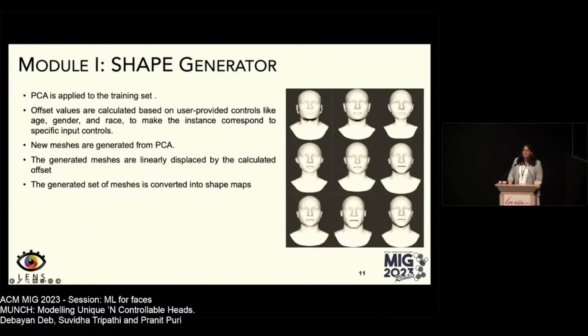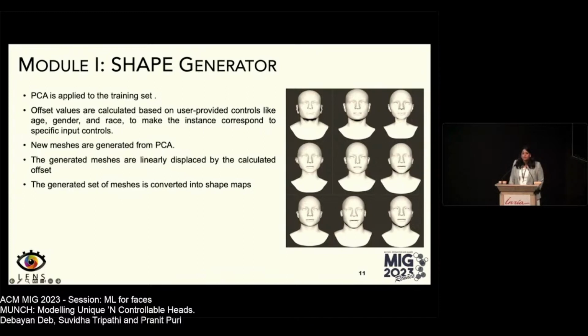The first module was the shape generator. It was just a parametric model, PCA, and what we did with the shape generator was that we calculated offsets for each of the demographics. For example, for a female, we calculated an offset. For interpolating to male, we calculated an offset, and similarly for all the races and age. And these offsets were then added to the mean head shape to interpolate between these demographics.